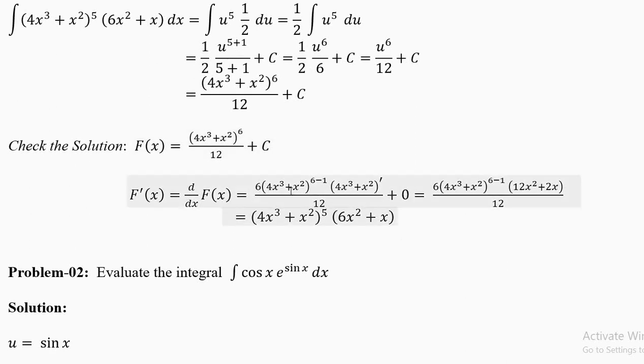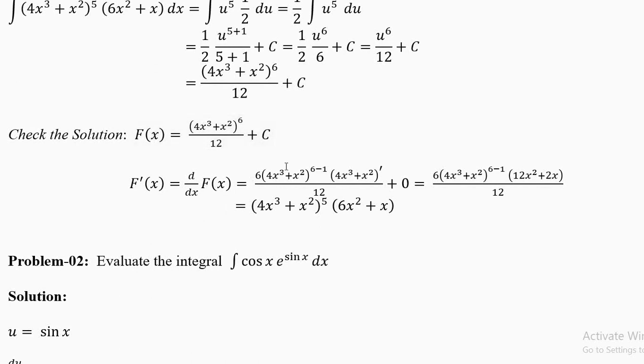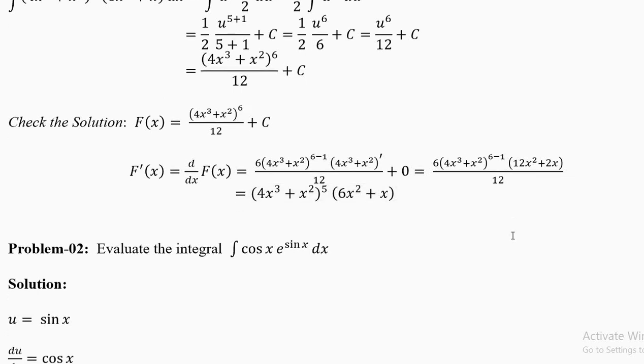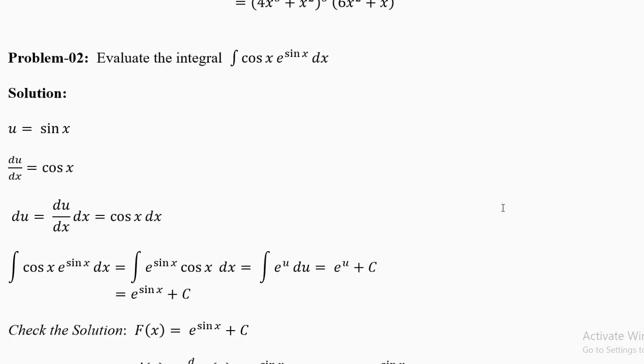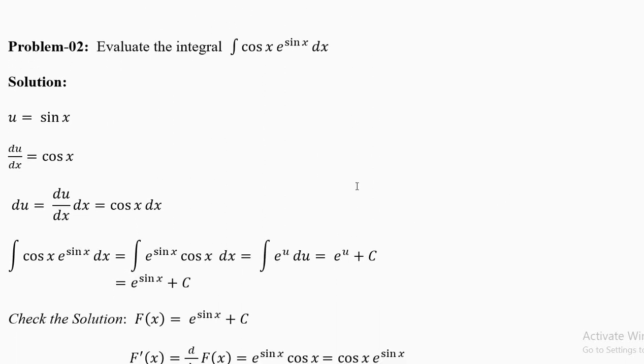Now again, if you differentiate it, you'll get back your answer. Sorry, the question. Now what will happen? You take 6 here, 6 power 6 minus 1, and you differentiate here. This 6 and 2 here will get cancelled. You will be left with 6x square plus x. You can write it on the left or on the right. It does not matter. Now let's look at problem number 2.